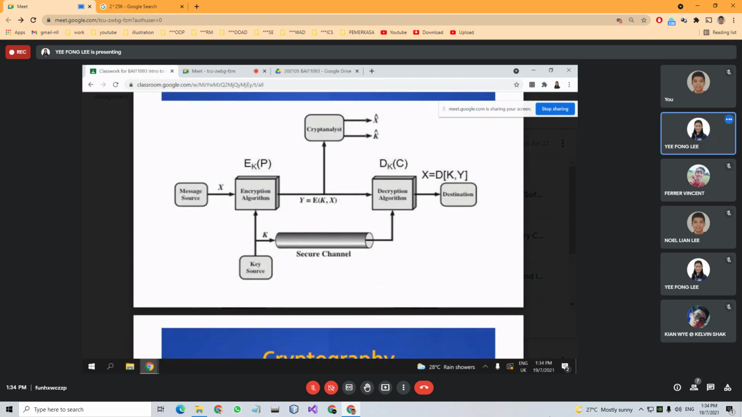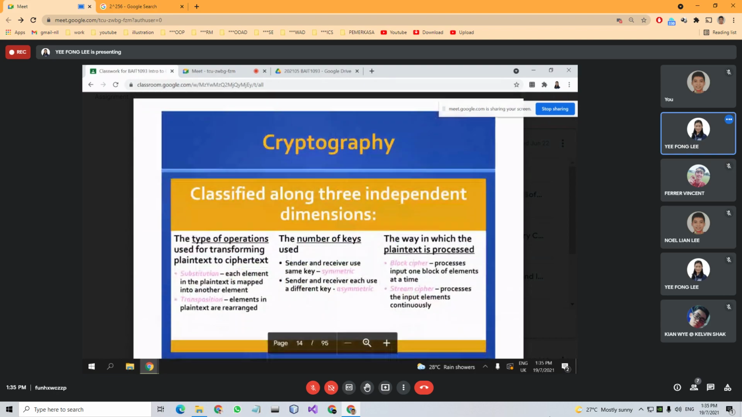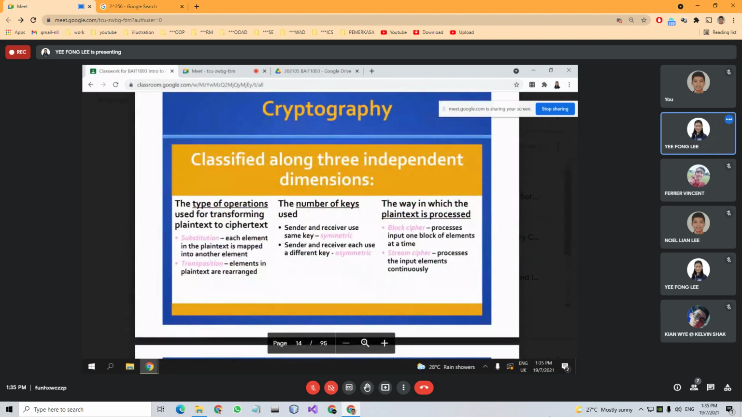Okay, this one is similar to our diagram just now. E stands for encryption. And then in between, cryptanalysis. Cryptanalysis means the people who are doing analysis. They're trying to decrypt the algorithm. The key source is an important component to secure the content of the plain text. Look at the next slide.